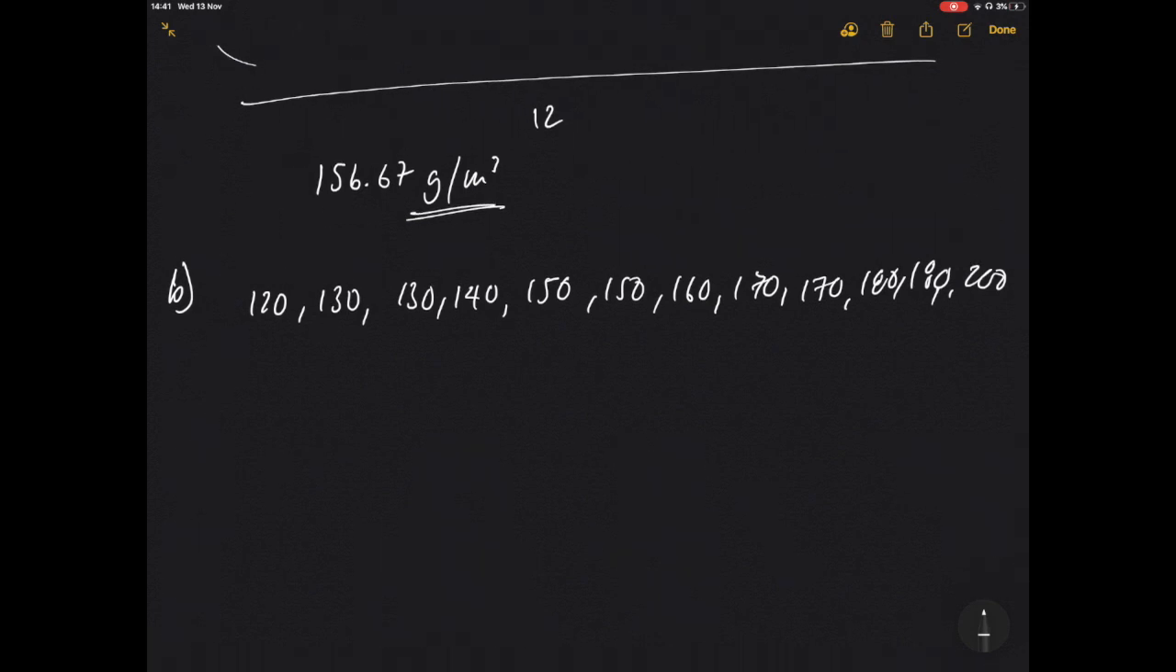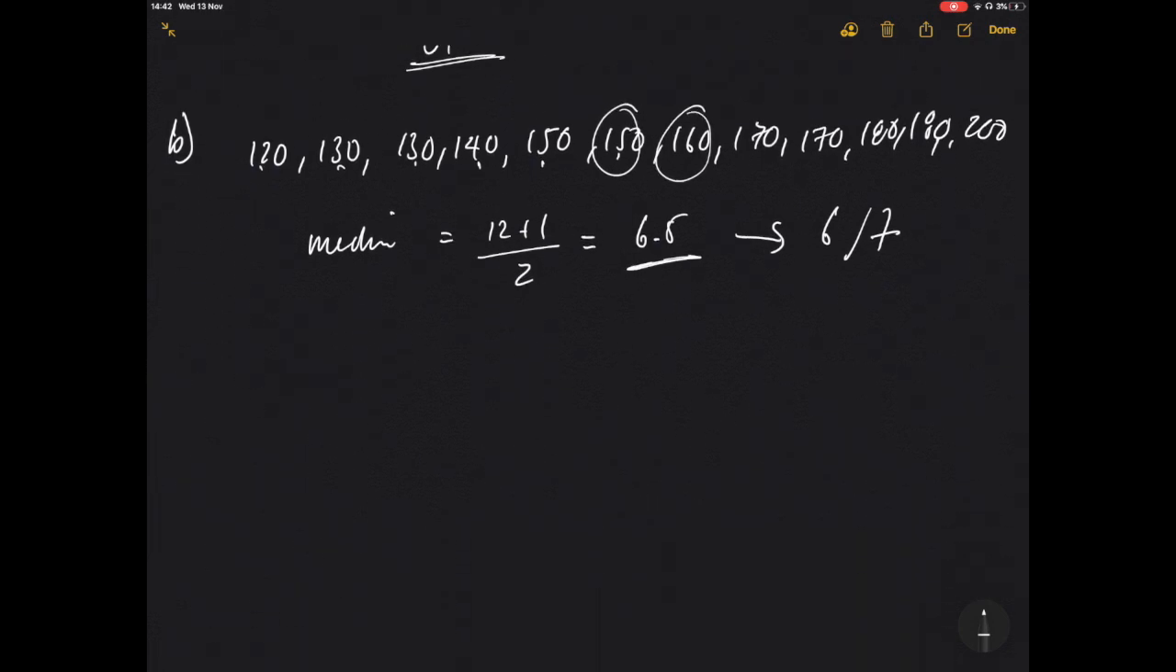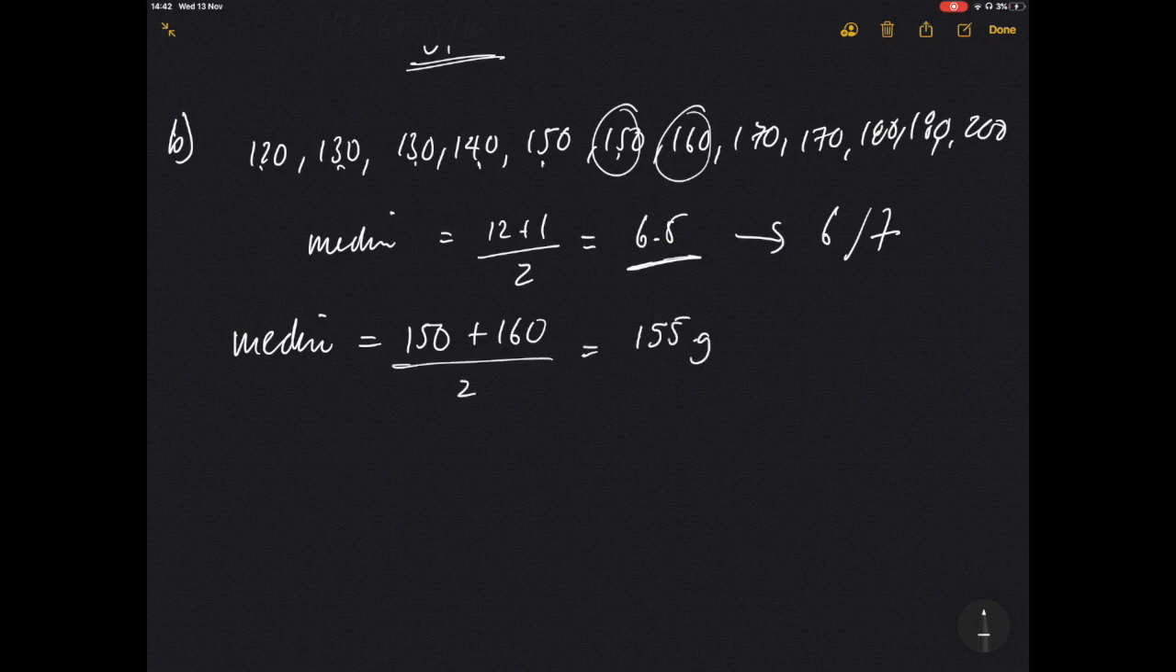So our median location would be equal to 12 plus 1 divided by 2. But actually, we don't get an easy number here. We're going to get a complex one again. We're going to get 6.5. So that means our values have to be between 6 and 7. So 1, 2, 3, 4, 5, 6 would be 150, and our seventh would be 160. So our median value is equal to 150 plus 160 divided by 2, which equals 155 grams per meter cubed.